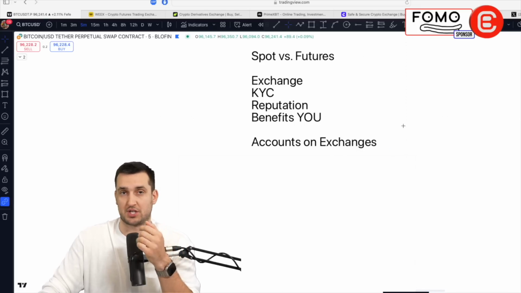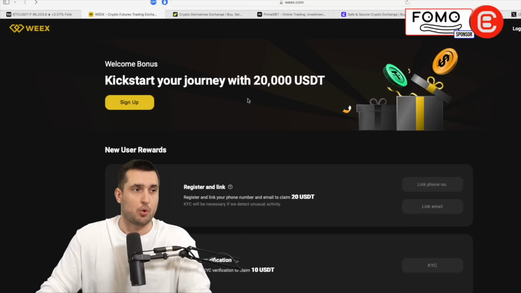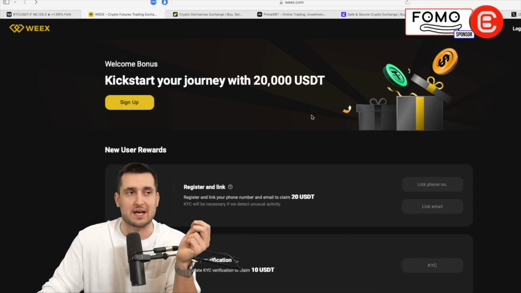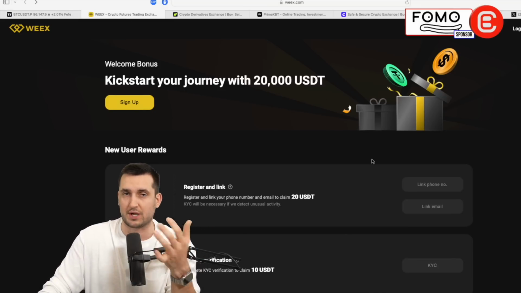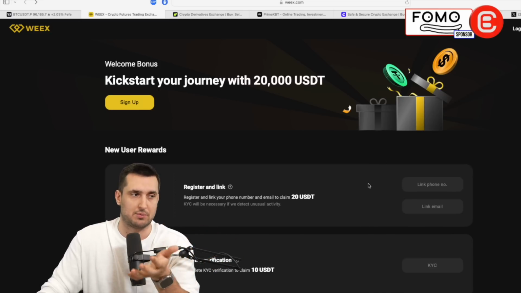Next one is accounts and exchanges. Let me go through the exchanges that I would recommend you use. So WEX is one of the exchanges. Multiple reasons. One, you get a $20,000 deposit bonus. The way these work is that the more you trade or the more that you deposit, the more money you will be able to win.